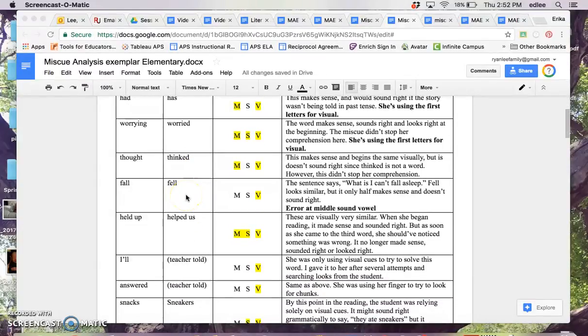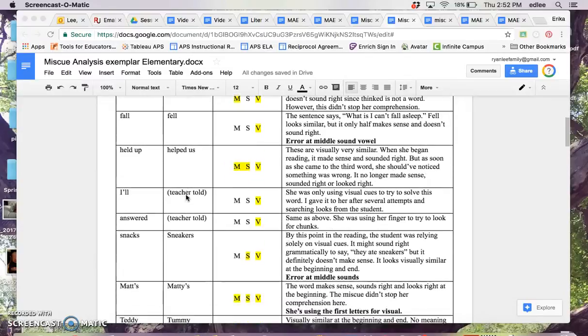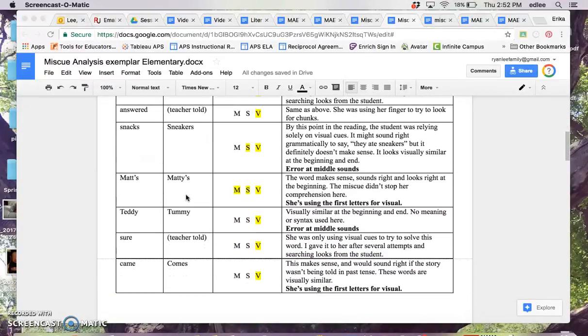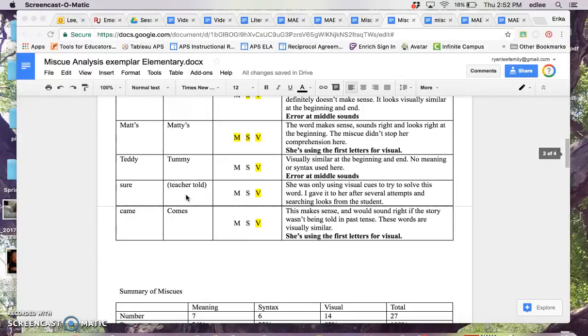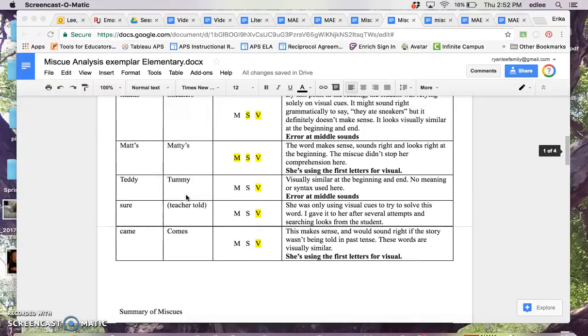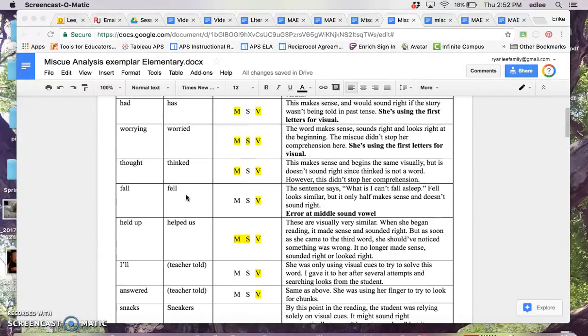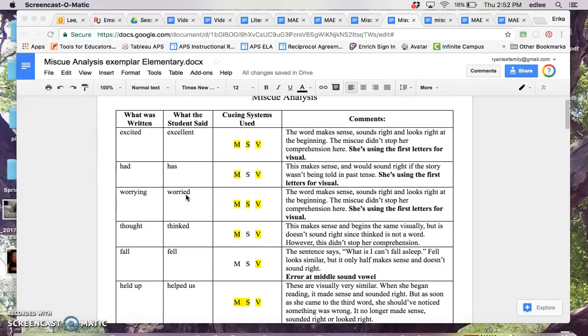Fall and fell. Here she actually is using that beginning and ending sound, but the error now is at the middle of the word. And you can see other examples where she does this. Snacks and sneakers, missing the middle of the word. Matt and Maddie's, missing the middle and the end of the word. Teddy and tummy, missing the middle sounds. And came and come, middle and ending sounds. When you are looking at the various cueing systems that your student is using, again, you want to think about trends.